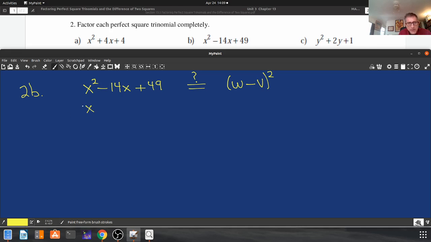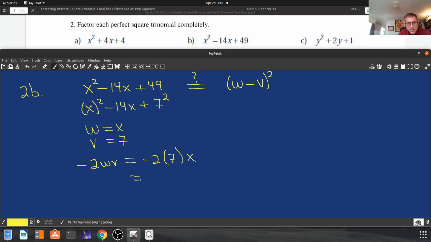Well, x squared is equal to x squared. I just put it in parentheses. And the square root of 49 is 7, so 49 is 7 squared. So my w would be my x, and my v would be my 7. Since that's a minus, I want to check the value of minus 2 times wv, or minus 2 times vw, however you want to do it. So that's minus 2, v is 7, and x is my w. So that's minus 14x. So that's what I have.